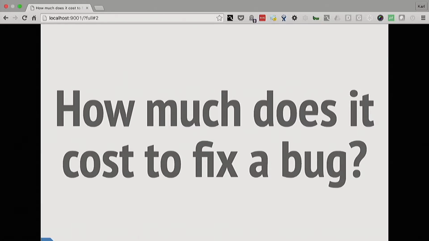So how much does it cost to fix a bug? Does anybody know? Literally, do you even know this? Does anybody know this? That's a problem, isn't it?